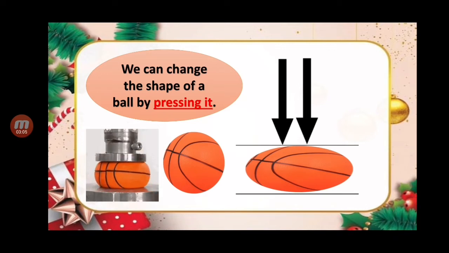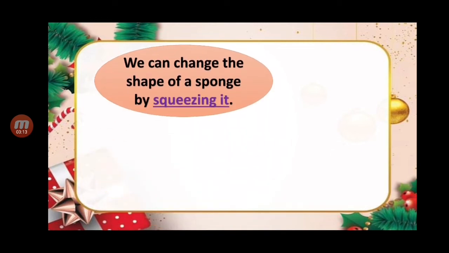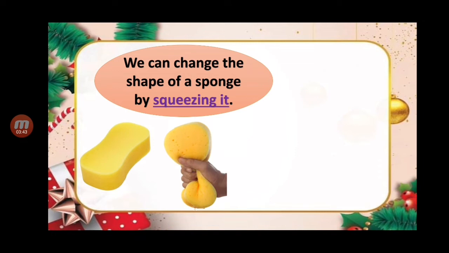Very good. Now let us proceed to the second thing that we are going to do if you want to change the shape of a thing. We can change the shape of a sponge by squeezing it. This time we're going to use squeezing. I have here an example of a sponge. This is the shape of a sponge, and when you use squeezing force, the sponge turns like this. So the shape will change also.